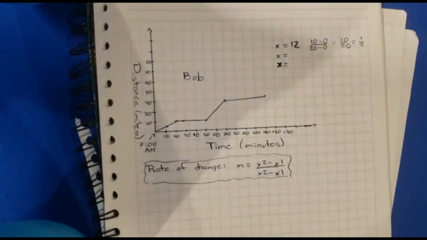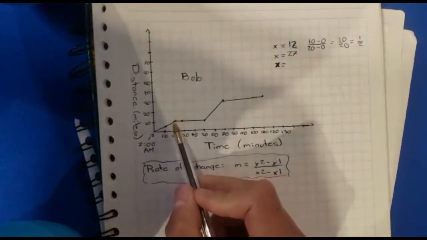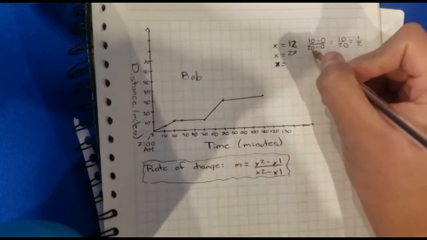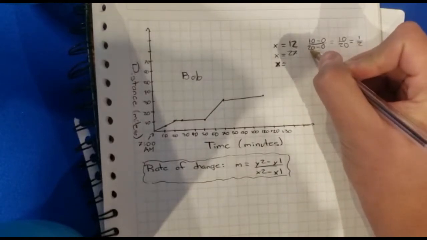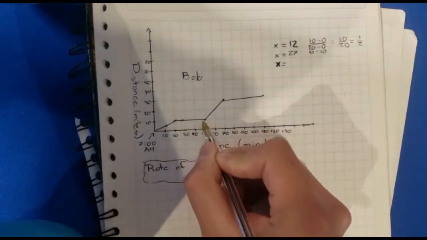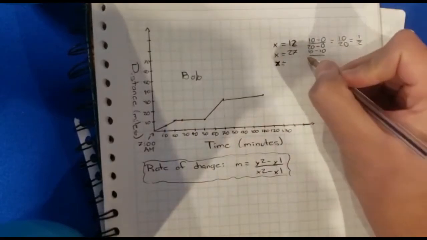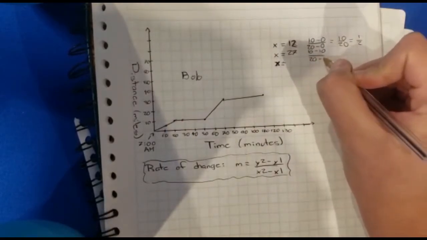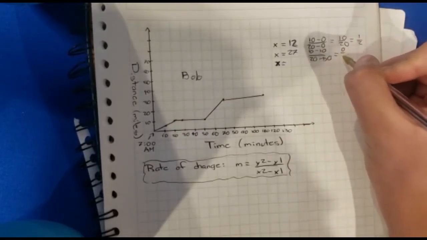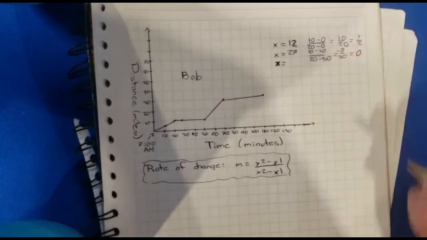Now we want to calculate the value for 27 minutes. The slope for 27 minutes is this one, so we substitute the values. For y, we use 10 minus 10, since it's in the same y level, over 20 minus 50, giving us a result of 0 over minus 30, which is the same as 0.